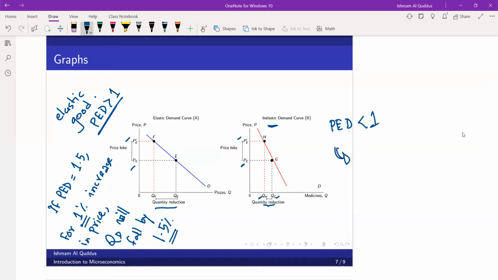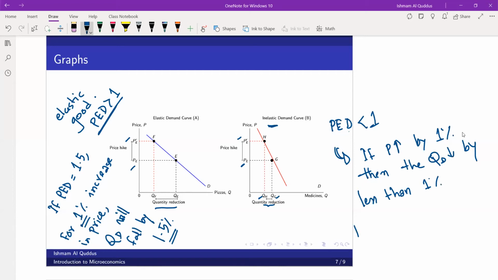How to interpret this? If price goes up by 1%, then the quantity demanded would fall by less than 1%. So if PED is, let's say, 0.5, then QD actually falls by 0.5% due to a change in price of 1%.